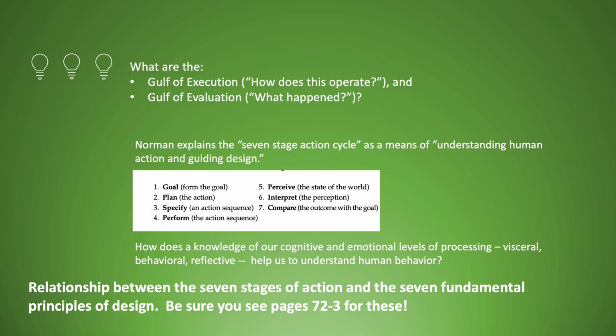It is crucial for someone working in the landscape of usability testing to understand the psychology of users, how they engage with design, to go from goal all the way through performing, clear through to comparing. So how does a knowledge of our cognitive and emotional levels of processing, visceral, behavioral, and reflective, help us to understand human behavior? And ask yourself, why would understanding human behavior help somebody involved in the landscape of usability testing? I hope you come out on the other side of that, understanding how important it actually is. So there's a relationship between the 7 stages of action and the 7 fundamental principles of design. Those principles are on pages 72 and 3 of your book, so be sure that you have looked at those.